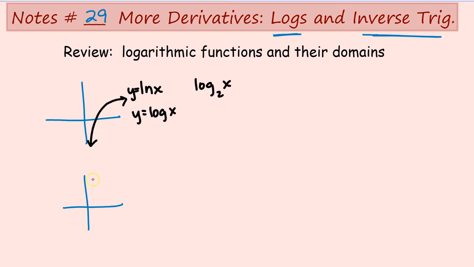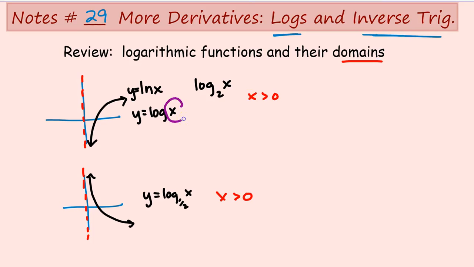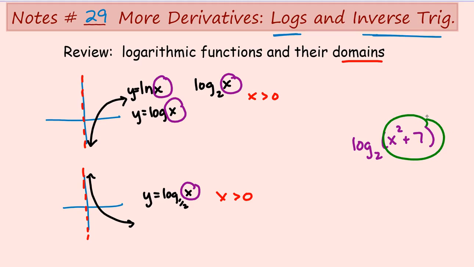And then logarithmic decay looks like this. That would be if the base is between 0 and 1. So an example would be log base 1/2 of x. And for either of these, you have a vertical asymptote, the line x equals 0. So the domain is x is greater than 0. Okay, so that means whatever is in here has to be greater than 0. Even if it's something more complicated, like log base 2 of x squared plus 7, well, x squared plus 7 has to be greater than 0.